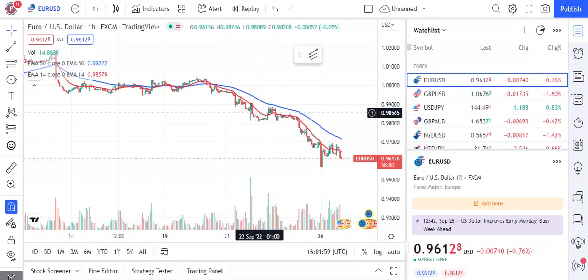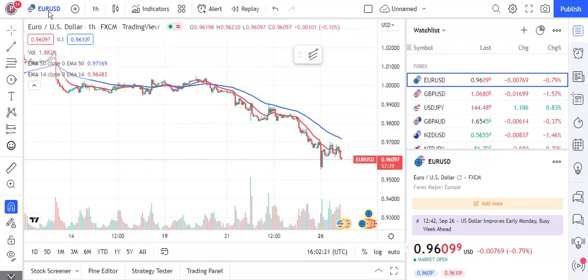First of all, what I do is to identify trend. Where is the trend heading to? Am I having an uptrend or downtrend? So I do this quickly by taking a look at the time frames.